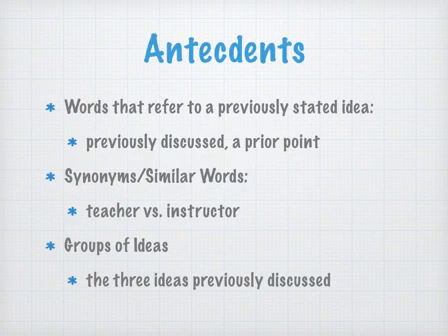We need to have a look at this idea of antecedents as well. Antecedents are words that refer to a previously stated idea. It's going to be either a previously discussed or a prior point. So what you'll find a lot in English is that in order not to be too boring, people will discuss previous points or prior points that they've gone over, but they'll use different words. For example, you could have something like the difference between teacher and instructor is very, very small. So we can actually use this to add a little bit of colour to our language.